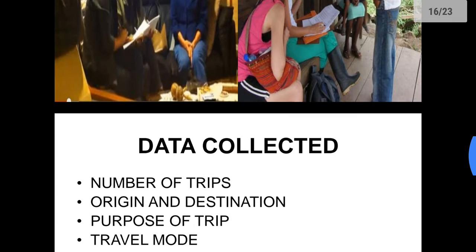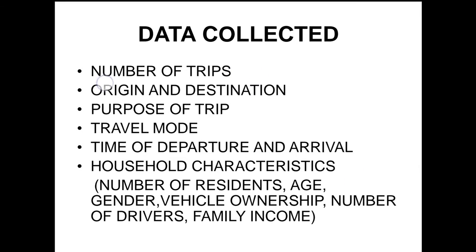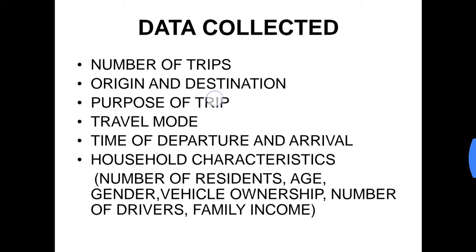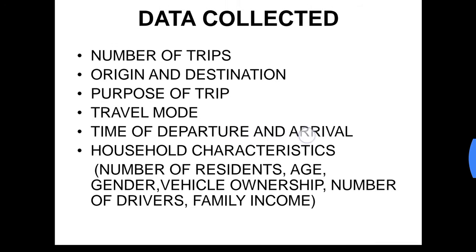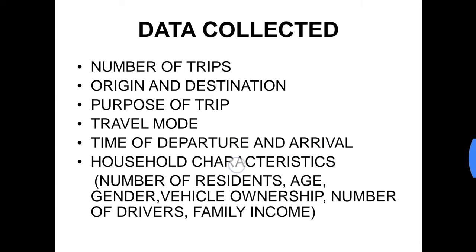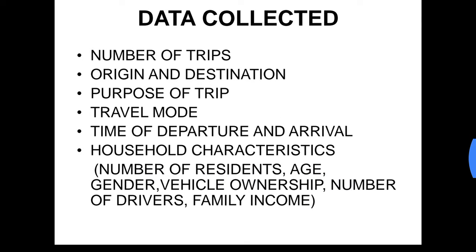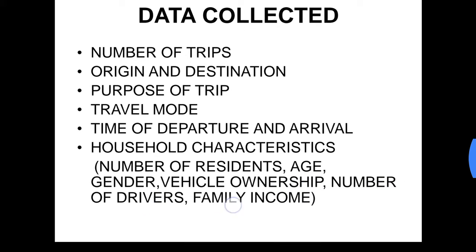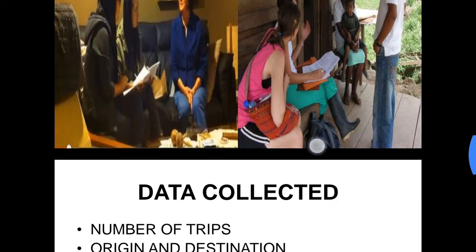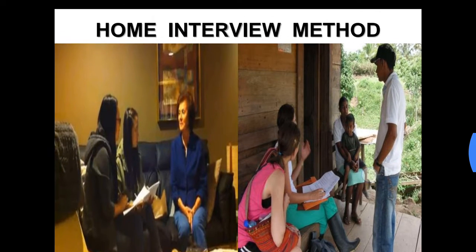Okay, so what is the data that is collected? The number of trips, origin and destination, purpose of the trip, what travel mode was used, time of departure and the arrival timings, and basic household characteristics like the number of residents in the house, the ages of the residents, gender, vehicle ownership, number of drivers, and family income. Now this data is considered to have the maximum efficiency as compared to any other method.